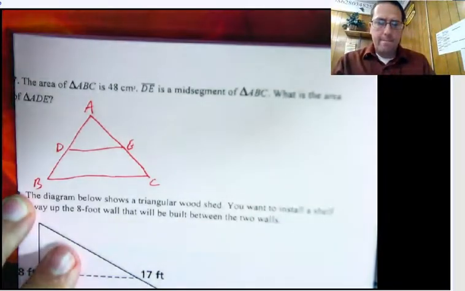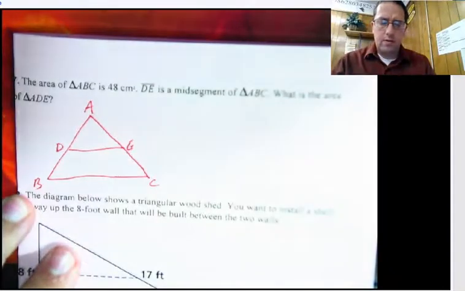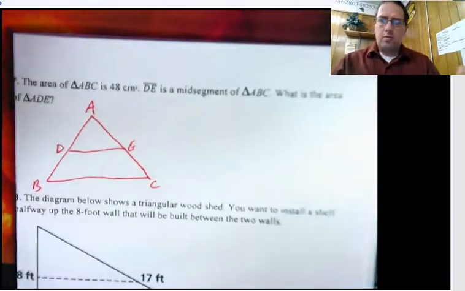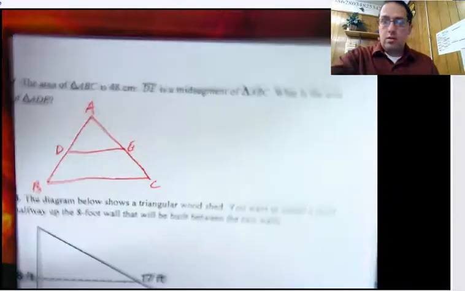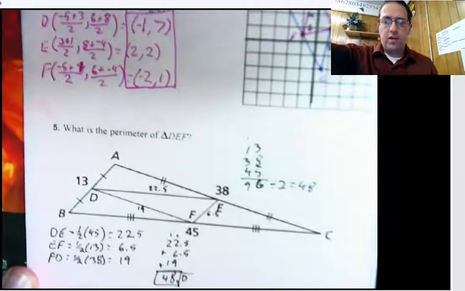Okay. We need to find the area of the little triangle. I know the area of the big triangle. We need the area of the little triangle. Kind of weird, kind of hard to tell. Let's take a look at this. Look at this triangle that we had right here on number 5.